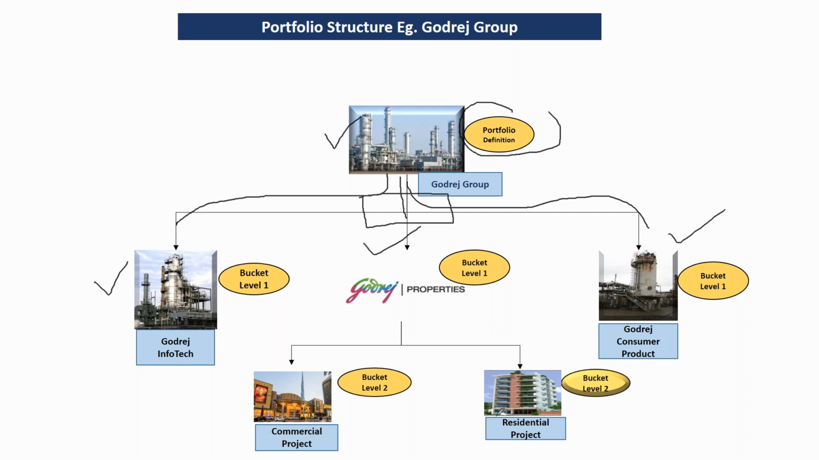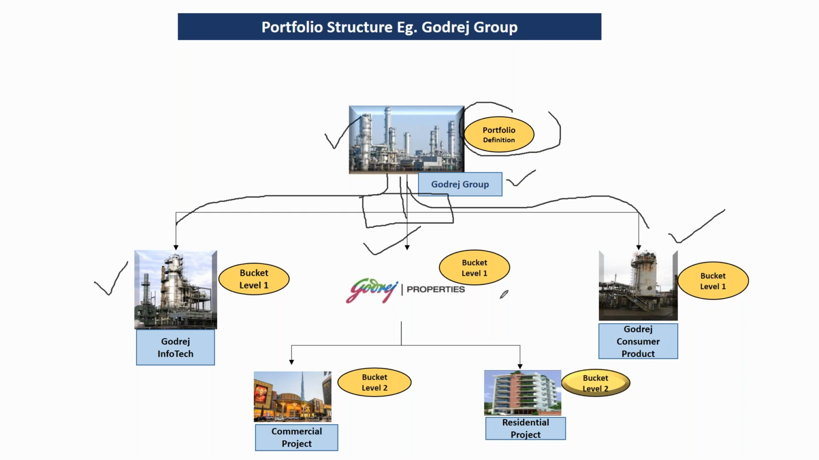I have just taken this as an example, but in my system I'll create only up to the second level. First is Godrej Group, and then we will create Godrej Infotech, Godrej Properties, and Godrej Consumer Products. It depends on your requirement how you need to create it.